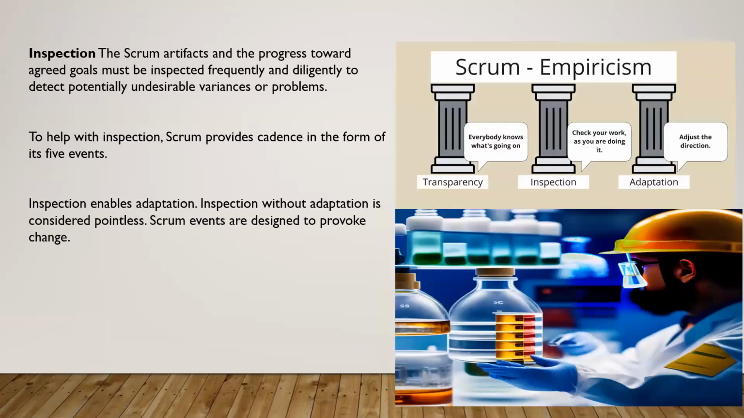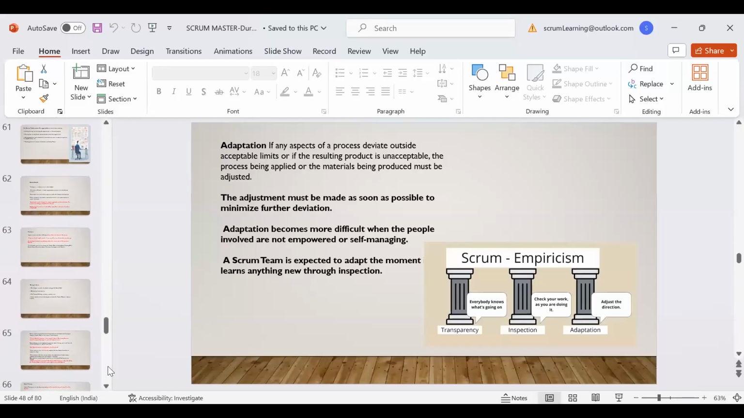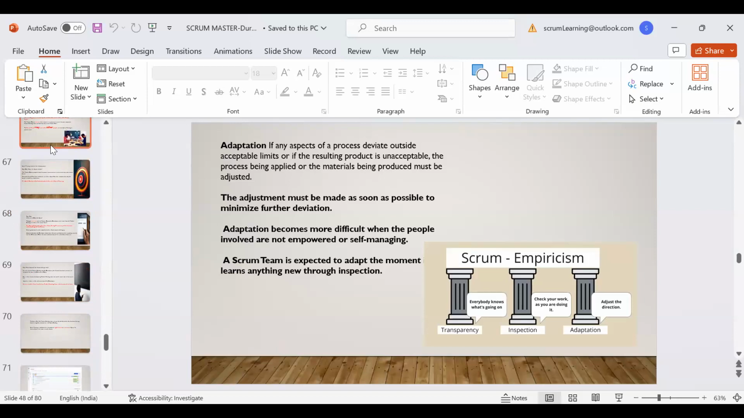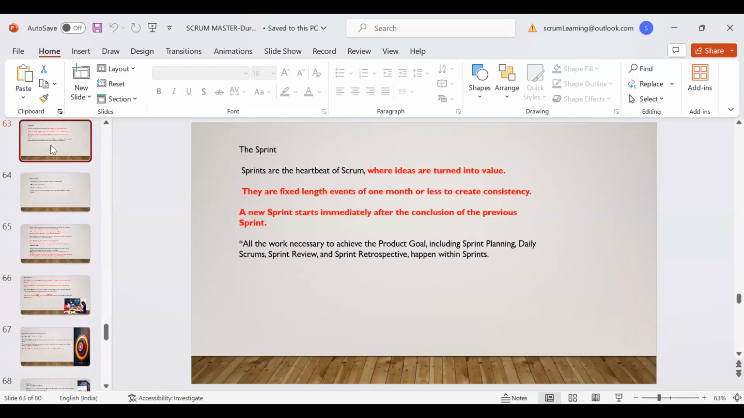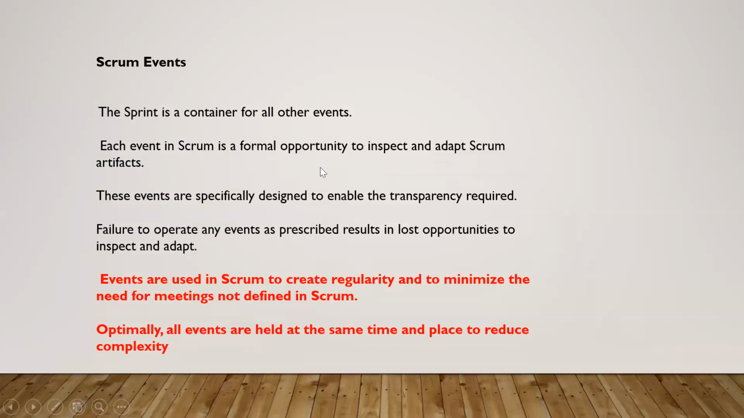In each event in the Scrum, because these are the three pillars, inspection, adaptation, and transparency are going to be there. Otherwise, people are not going to work, or the result is going to be different from what we expect.